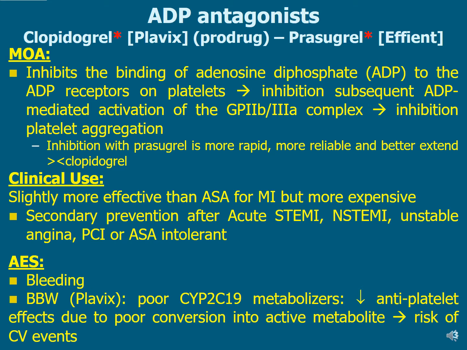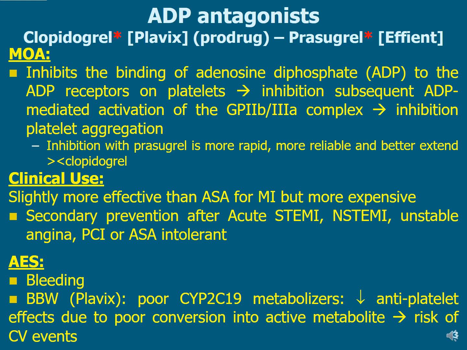They inhibit the binding of adenosine diphosphate, ADP, to the ADP receptor on the platelet. ADP is one of those factors that can activate the glycoprotein 2B3A receptors, and therefore if you inhibit their activation, you inhibit the platelet aggregation. The inhibition with prasugrel is more rapid and more reliable than with clopidogrel, because clopidogrel is a prodrug, and prasugrel doesn't have to be metabolized into an active drug to be effective. That's why it's more rapid.